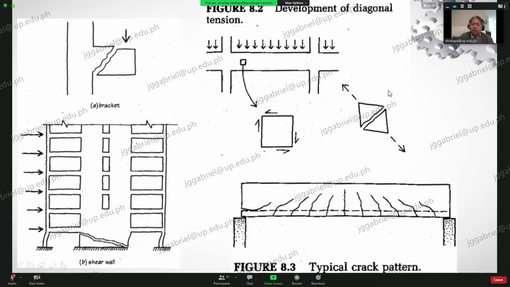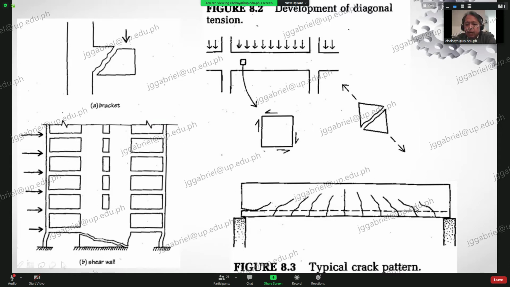Okay, so now look at this one. It says this is the typical crack pattern. It should have crack, and then from vertical, it slowly, gradually angles to 45 degrees, because this beam is subjected to a combination of flexural forces or bending moment force and shear forces.